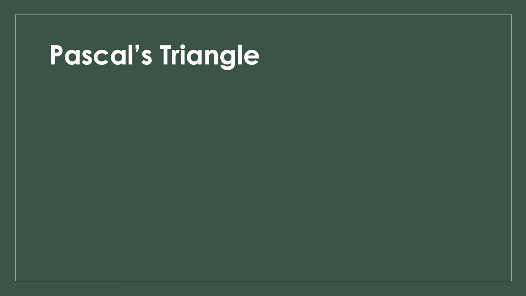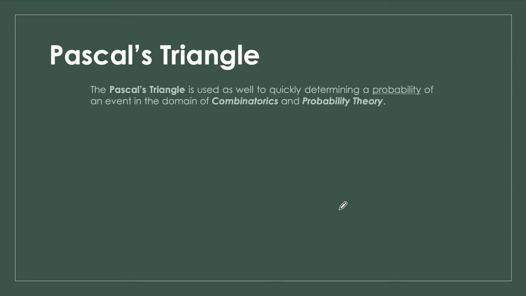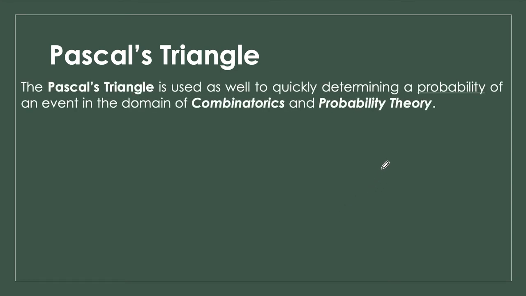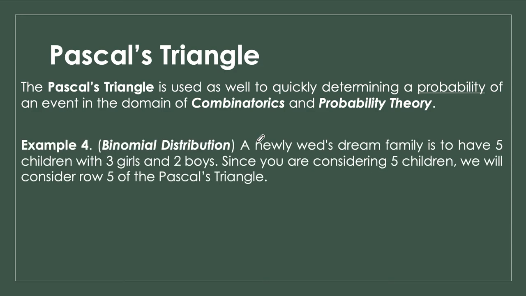Here we're going to talk more about Pascal's triangle, and we're going to now see it from a new perspective, where we apply it in the field of combinatorics and probability theory. It is also used in these branches of mathematics in determining the probability of an event. Specifically, we use this concept in the binomial distribution, which is one concept under the main topic of random variables.